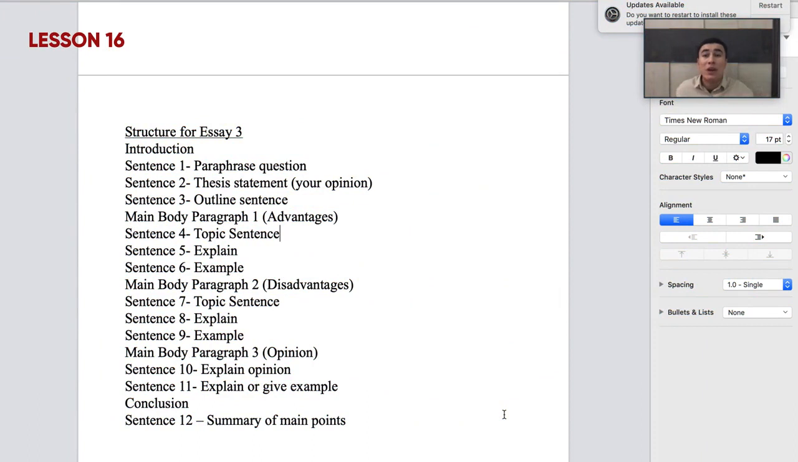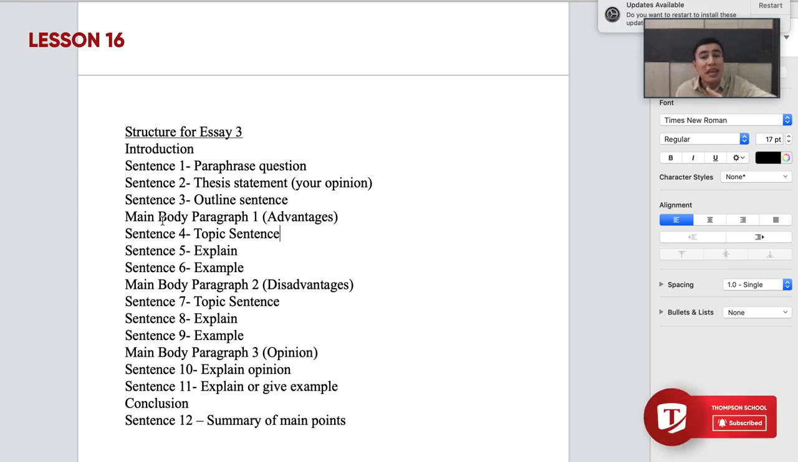And finally, when it comes to essay number 3, where you are also asked for your opinion, you should have the following structure. First, introduction, so simply paraphrase the question, then in the second sentence you should write a thesis statement, clearly stating your opinion. And in sentence number 3, you're going to write an outline.